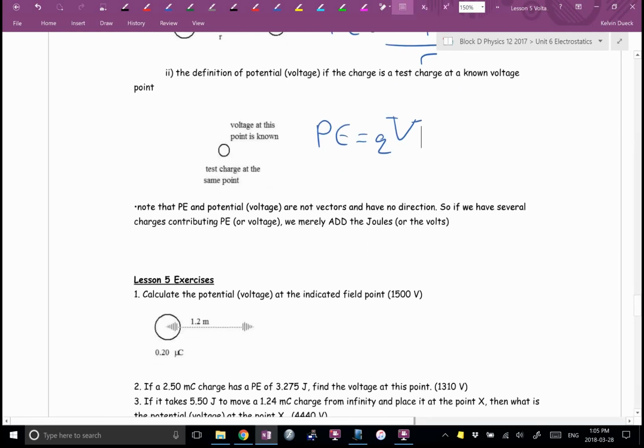Note that potential energy and potential are not vectors and have no direction, much like your career goals. So if we have several charges contributing, just add the joules or the volts. Especially in the ultimate views, they'll give you these convoluted, hideous-looking diagrams, and you'll freak out at first. Is it scalar? Who cares? They could have put them all over the place. Who cares? As long as they gave me the distances, I don't care what angle those distances are. It's scalar.